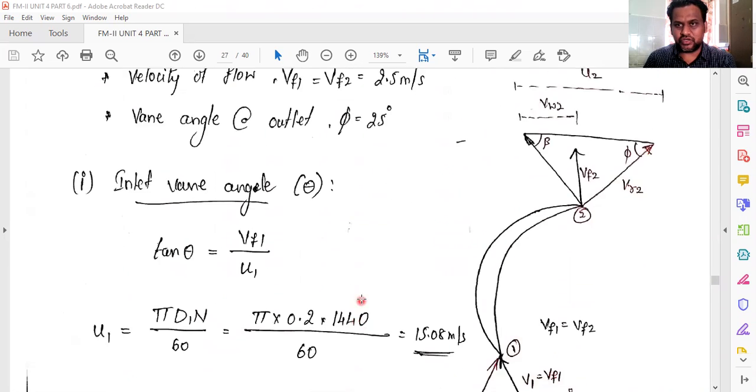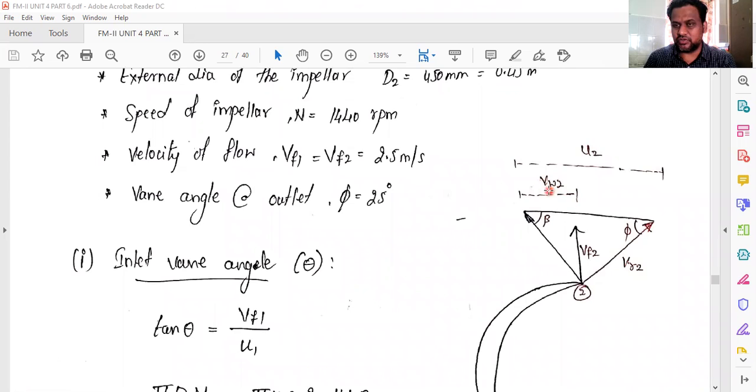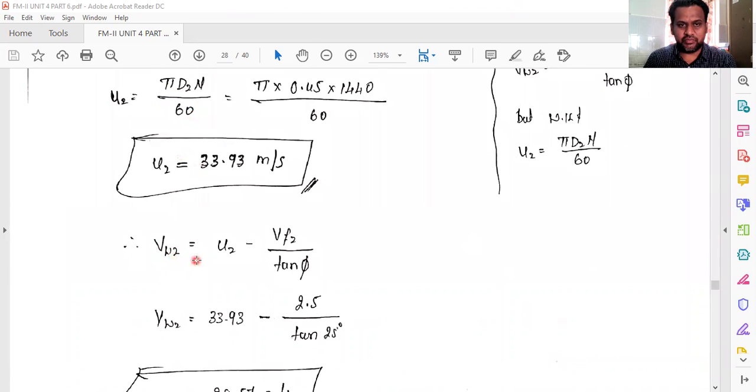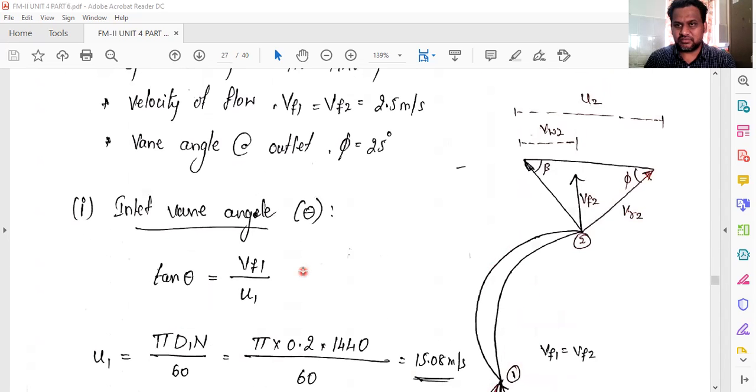Why I found out U2 is to find the VW2, because the formula is VW2 is equal to U2 minus VF2 divided by tan phi. If you apply tan phi here, that is opposite by adjacent. Opposite is VF2 divided by this adjacent. What is adjacent?